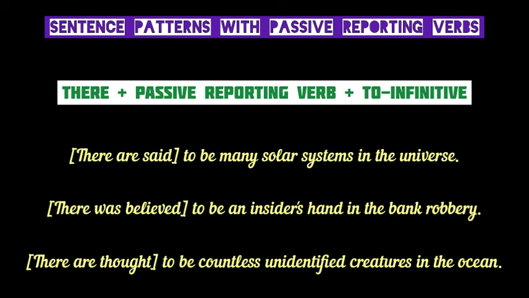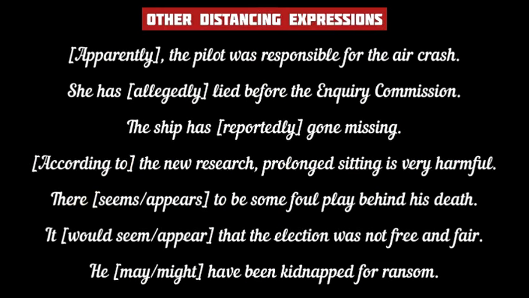In this way, we learn that when the speaker is not convinced about the truth or authenticity of a statement or information, he uses the passive reporting verb in different sentence structures as a distancing expression. He conveys the information or the fact but creates a distance from it and does not take any responsibility for its truth. Finally, we are going to learn a few other common distancing expressions in English.